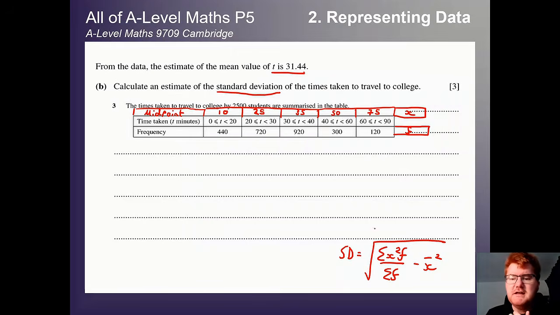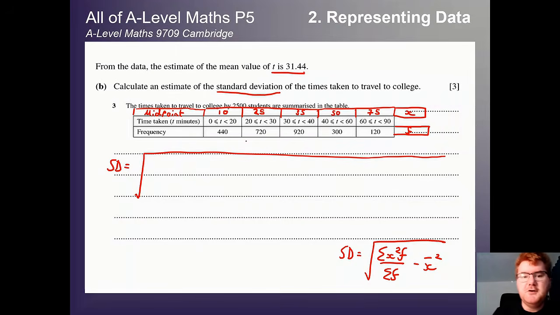So how do we actually use this formula to work out the standard deviation? Well, we're going to need to leave ourselves a lot of space to make sure that we do this nice and accurately. So I've got a square root ready for this calculation. The first part is we need to work out the x squared times f's and then sum them together. So what does this mean? First of all, we take the midpoint, the 10, we square it, and then multiply it by the frequency. That's what's meant by x squared times f. And then we do the same thing for each category.